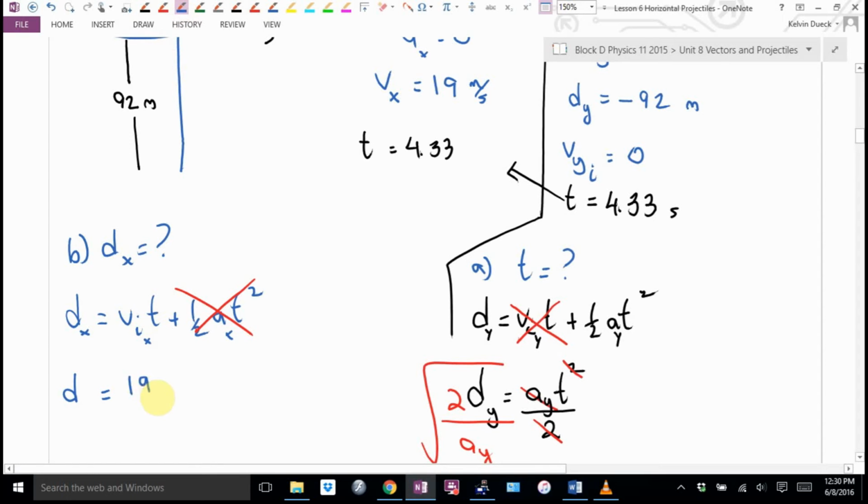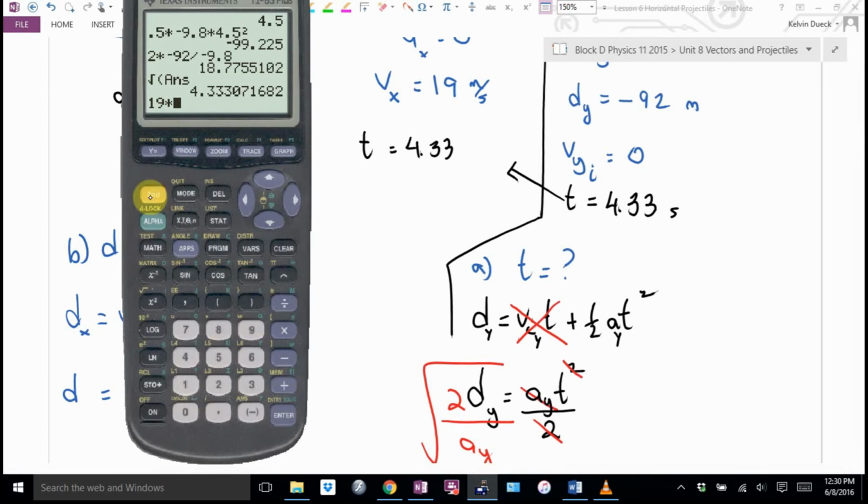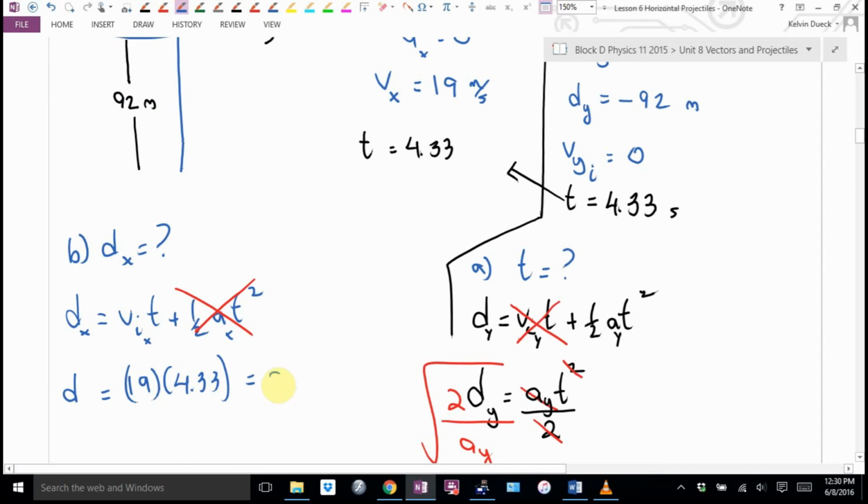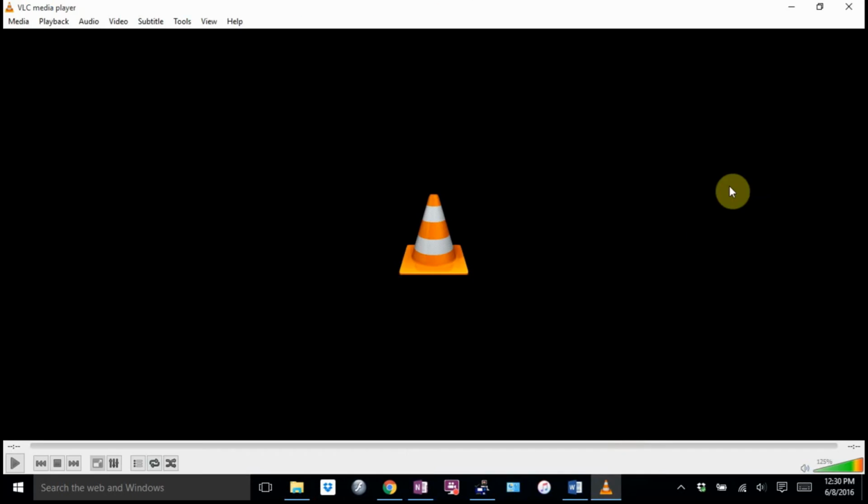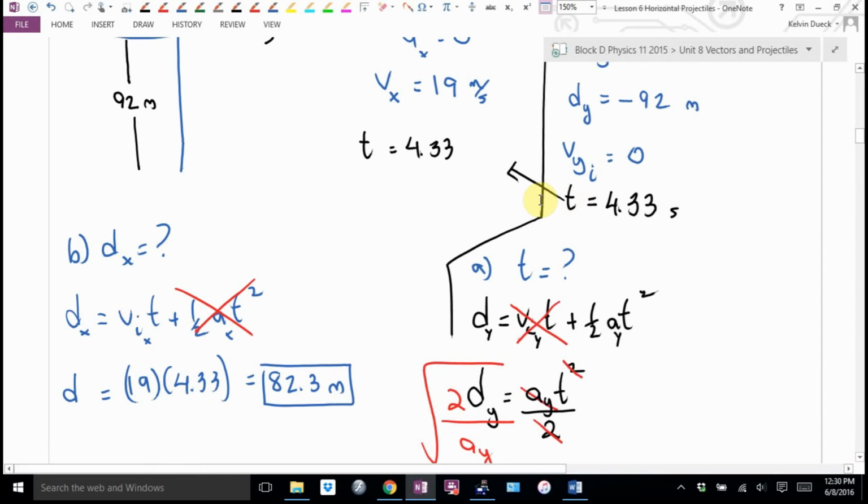So it's going to be 19 times 4.33. I'm going to use my answer button. 82.3 meters. There's the range. Is that okay? Turn the page.